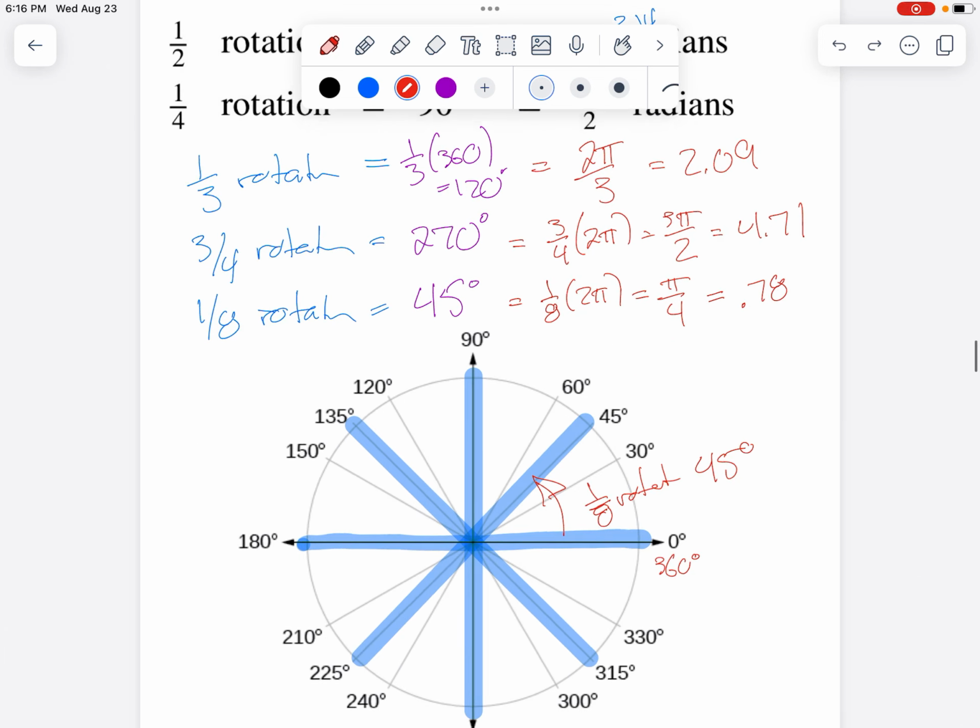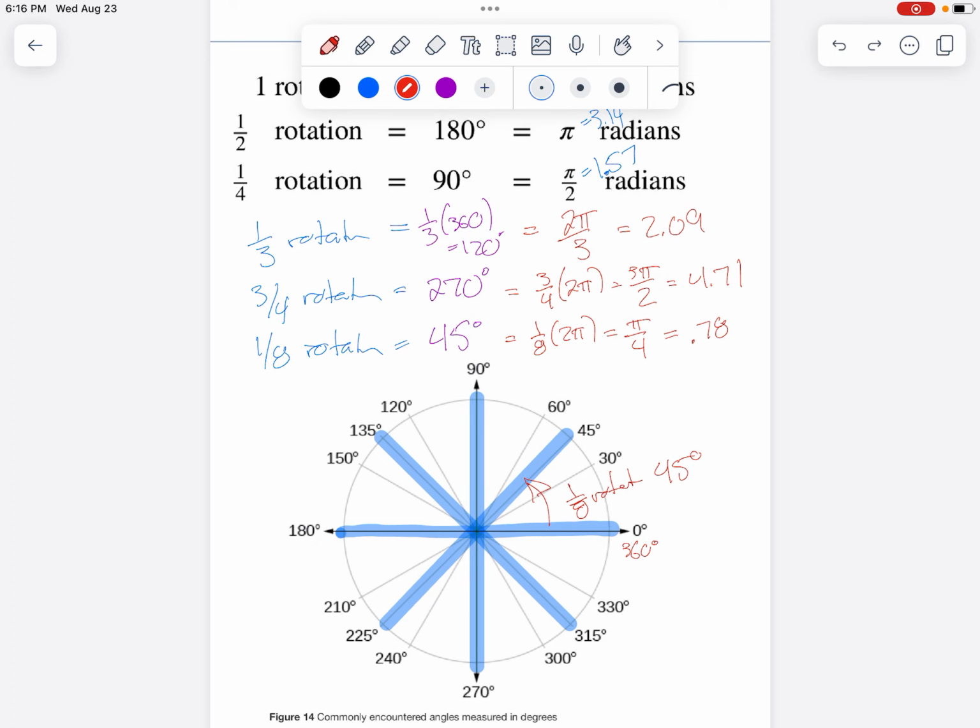So then you can think about all these other fractions of a rotation and try and figure out the angles in degrees or radians for those. And so I've done a few here. The blue lines divide the circle up into sixths, or into eighths, so that the blue lines here are 1/8 of a rotation each turn, and each one is 360 over 8, which is 45 degrees, or 2 pi over 8, which is pi over 4. And that turns out to be 0.78 as just a number if we want to.